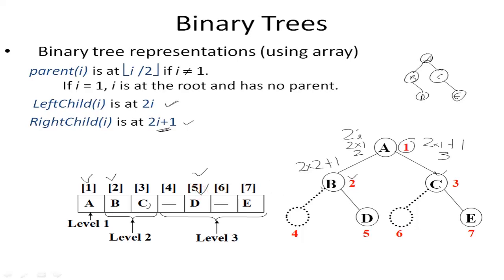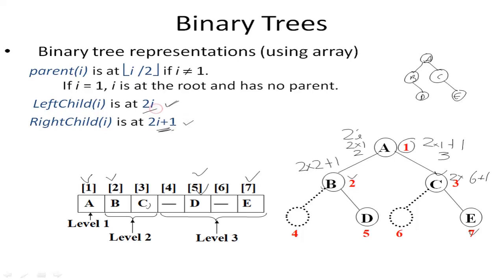Then similarly, I want to find location of right child of C. I want to know where do I save this. So the same thing again, 2i plus 1. So 2 into 3 is nothing but 6 plus 1, 7. So it should be saved at 7th location. So this is how I save the tree in array.